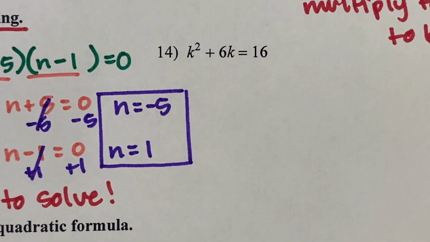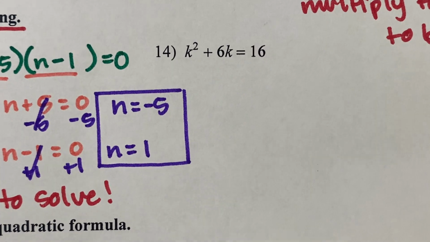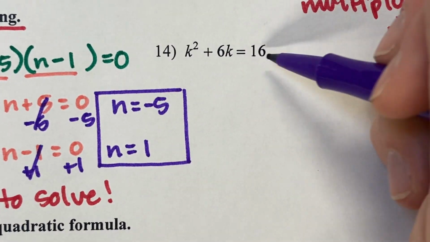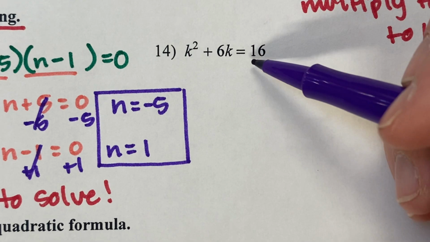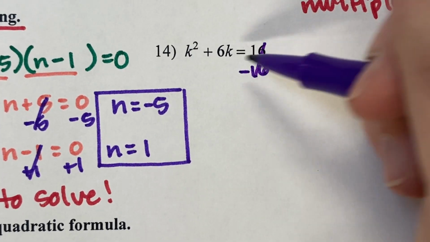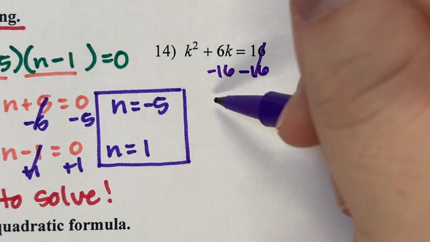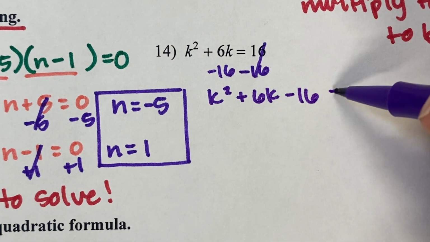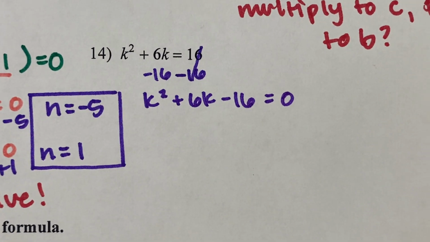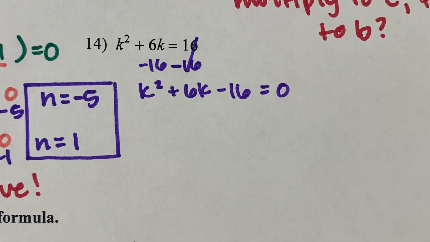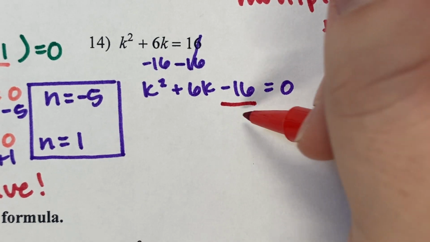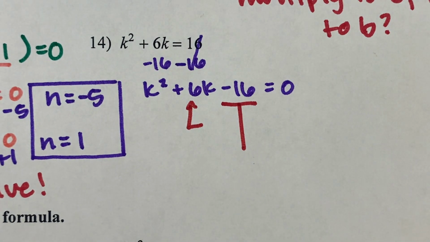Okay, so let's go ahead and do that again. Remember, it must equal 0 in order to solve. It does not equal 0 right now, but we're going to make it equal 0. Remember, don't move whatever is squared. Keep that on the same side. Move everything else to that side. So I'm going to move this positive 16. I do that by subtracting 16. So now I have k squared plus 6k minus 16 equals 0. Now I can play the number game with this guy. What two numbers multiply to negative 16 and add to positive 6?